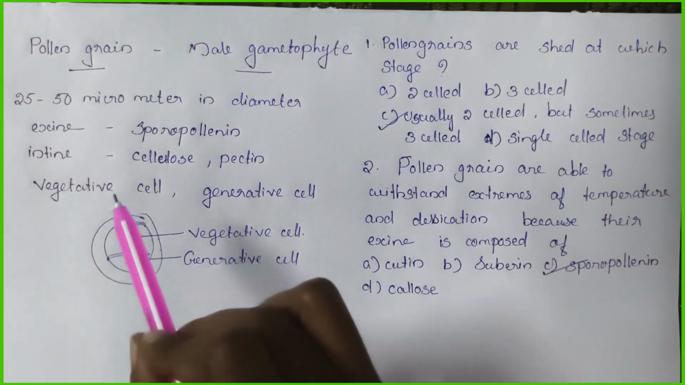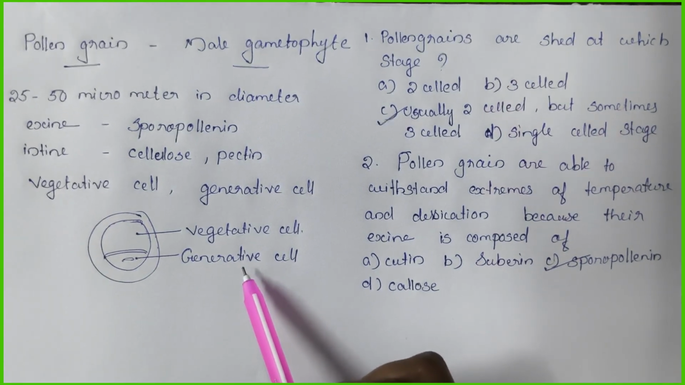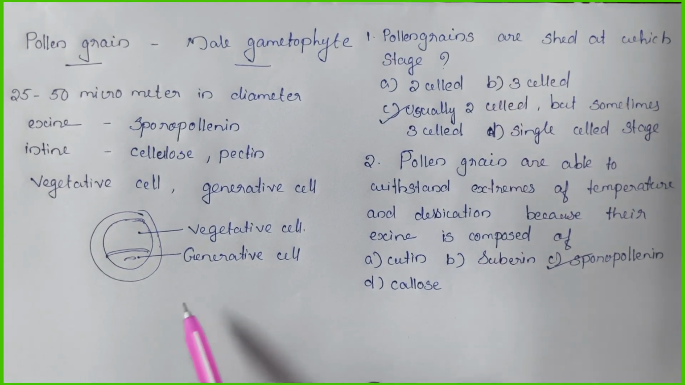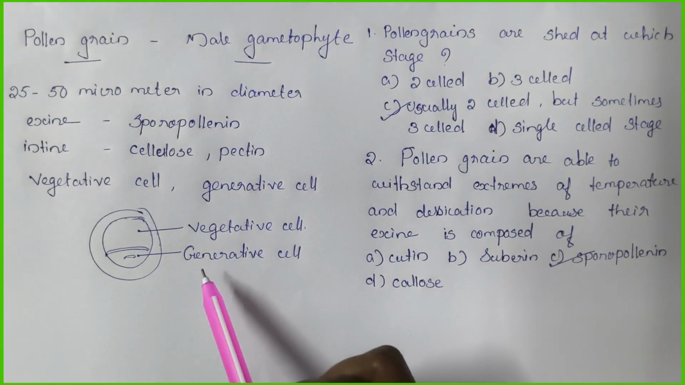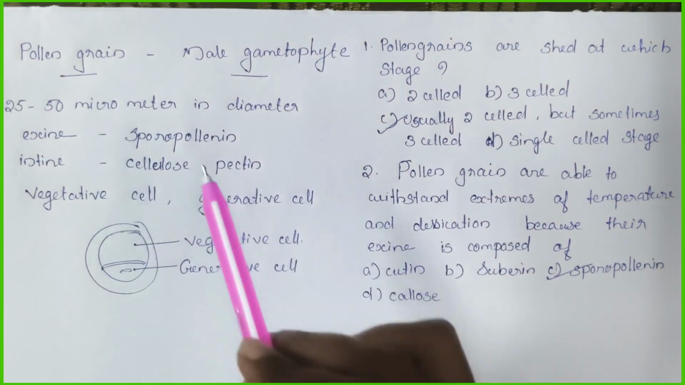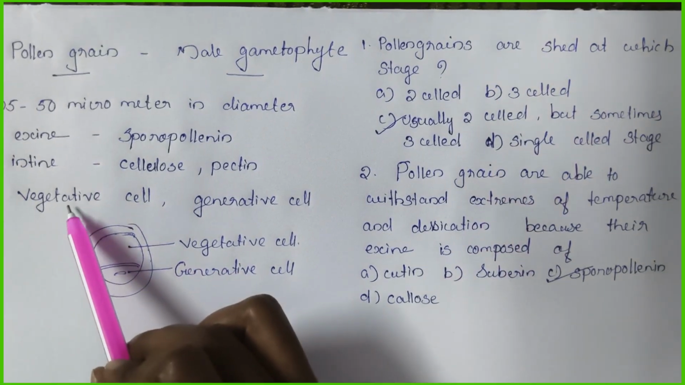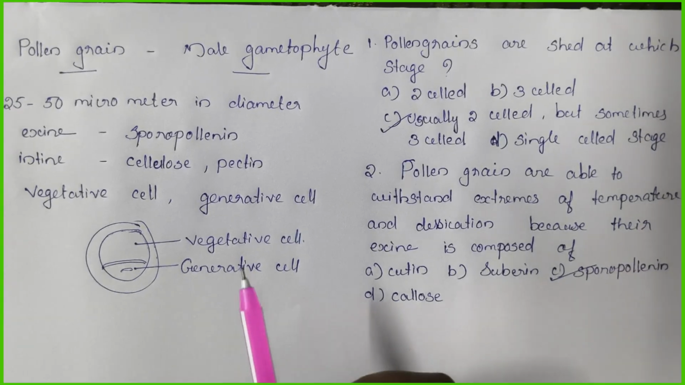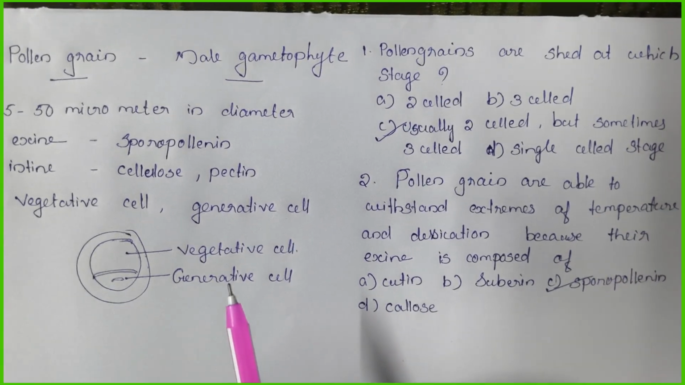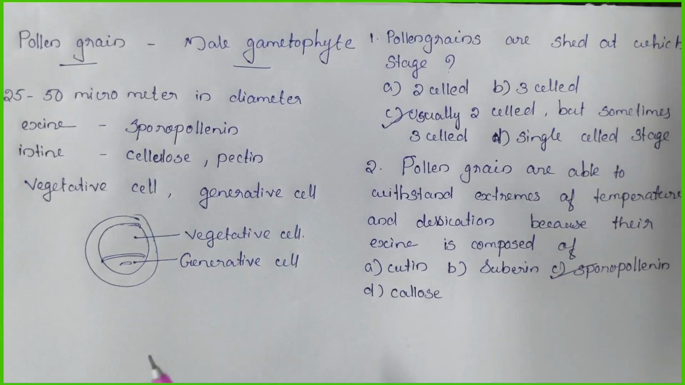When this pollen grain matures, the generative cell undergoes mitosis to form two male gametes. So in 60% of angiosperms, when the pollen grain is shed, it has three cells: one vegetative cell and two male gametes. In the remaining 40%, when they shed pollen grain, it has two cells, the vegetative cell and the generative cell.